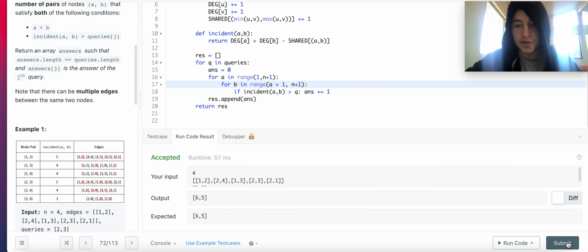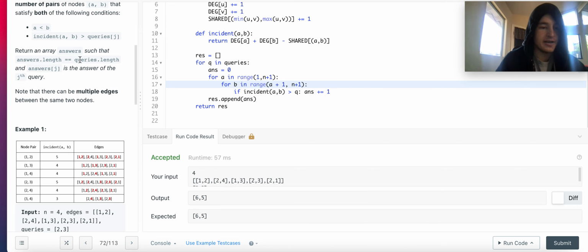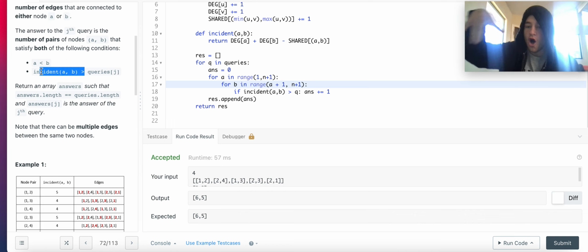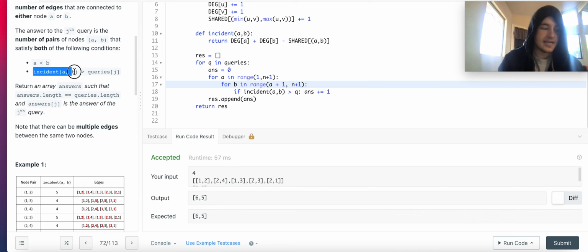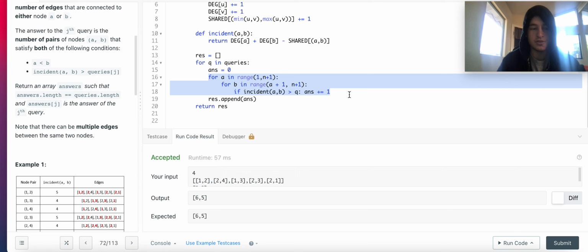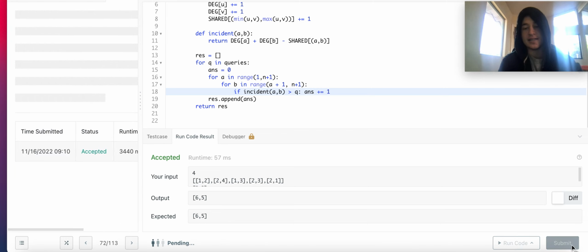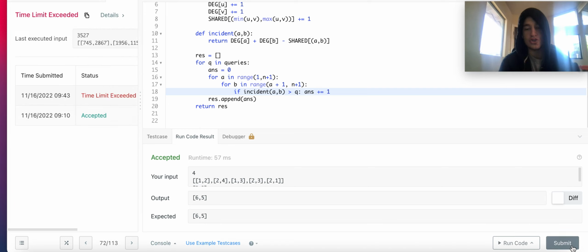All right. So this will work, right? Because what we do is we're trying to find the number of pairs of nodes that satisfy both of these conditions, right? So we can just look at all pairs of nodes and see the incidence for each pair, because this will look at all pairs of nodes and then see if it satisfies this condition, right? Now I'm gonna submit this, but I'm guessing that this is going to be a time limit issue, right? This is gonna be too slow of a solution, right?